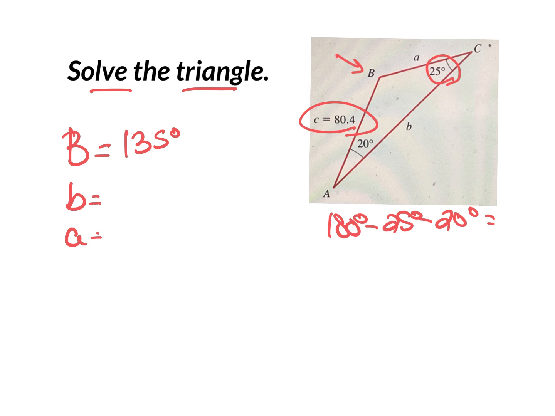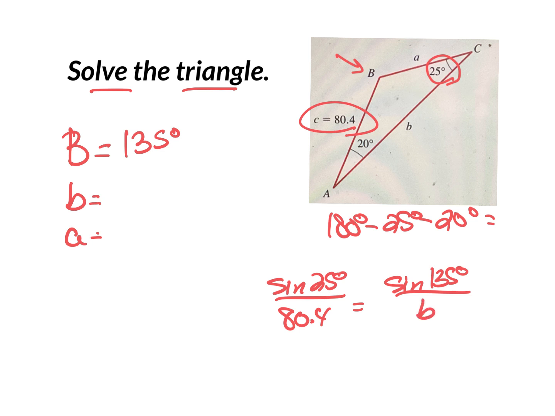Now, once I know that, I can find little b, because I can say the sine of C, which is 25 degrees, over little c, which is 80.4, equals the sine of B, which is 135, which you just found, over little b. To solve this, I'm going to cross multiply, and also make sure you're in degree mode. You might want to punch this in your calculator while we're working through this. And then divide by sine 25.